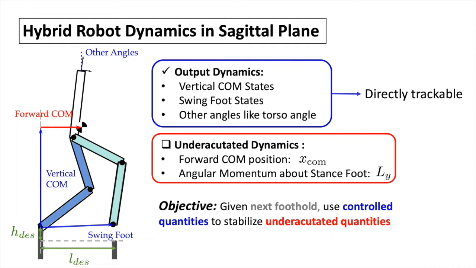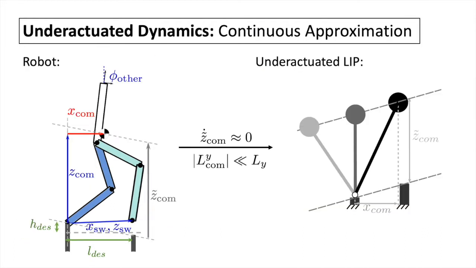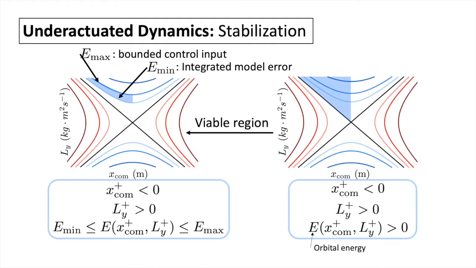The idea is then to focus on the resulting underactuated dynamics and stabilize it using controllable outputs. We use the linear inverted pendulum model to approximate the continuous underactuated dynamics of the robot. Using the closed-form solution of LIP dynamics, the criterion for a LIP model being able to take a step can be fully described by post-impact states lying in the blue region on the phase portrait.